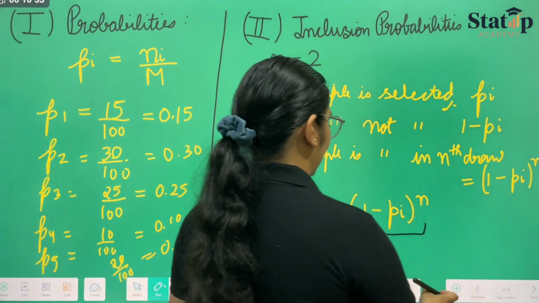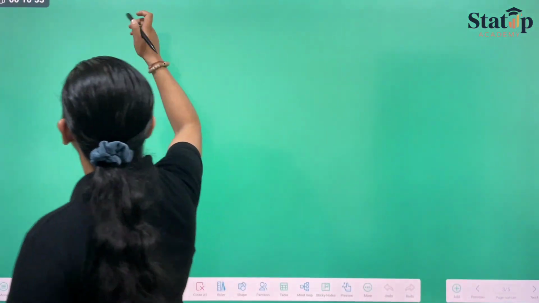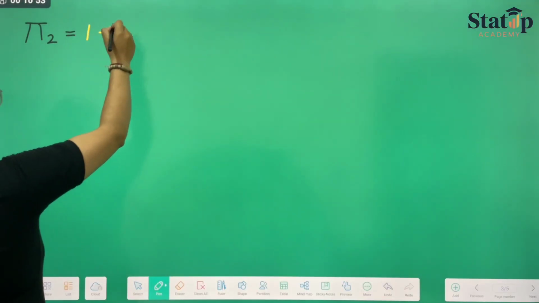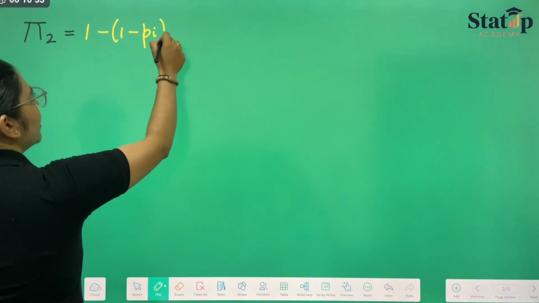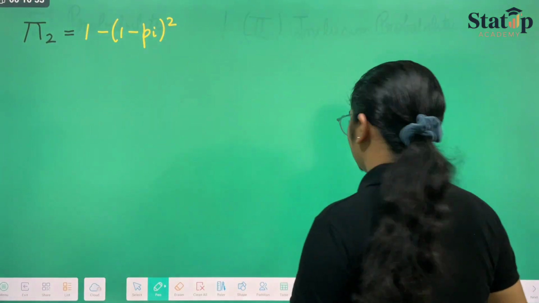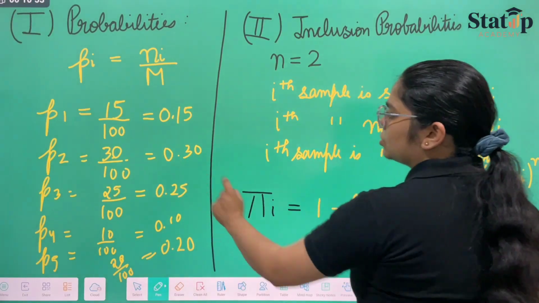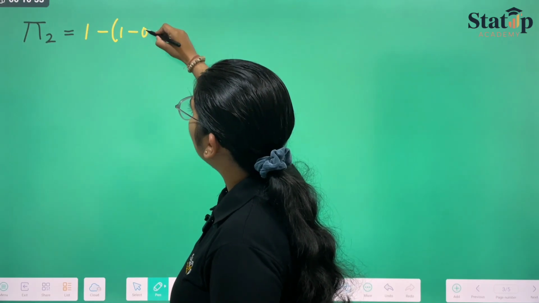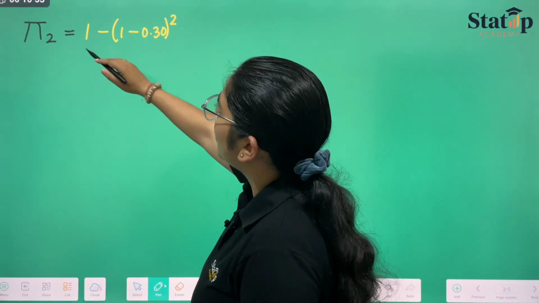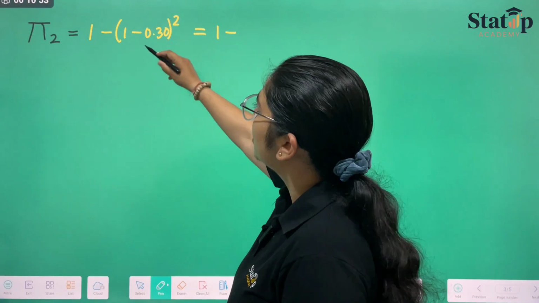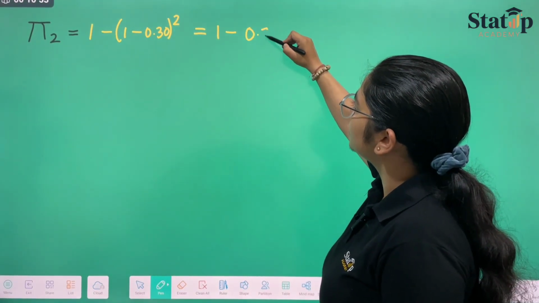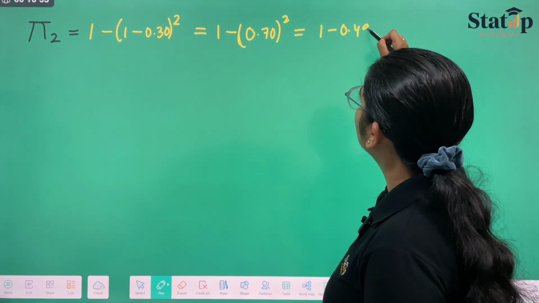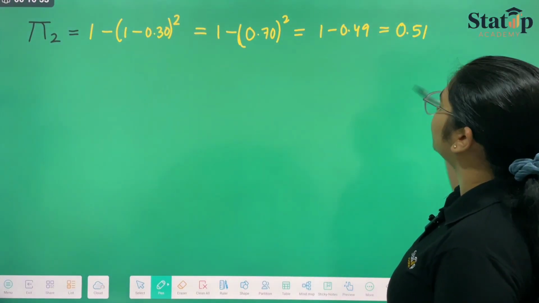So for the second orchard, the inclusion probability will be 1 minus (1 minus Pi) whole square. Now for the second orchard, P2 is equal to 0.30. So instead of Pi we can write 0.30, whole square. Now here we can expand: 1 minus 0.30 is 0.70, whole square, which will be 1 minus 0.49, which is nothing but equal to 0.51.